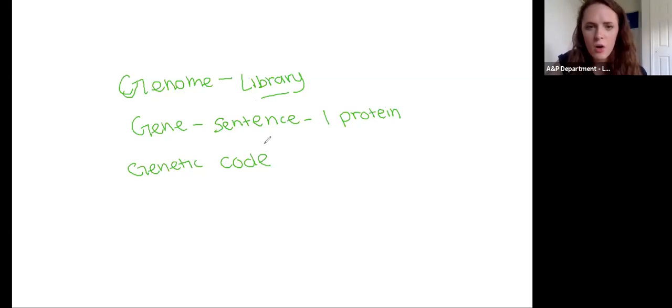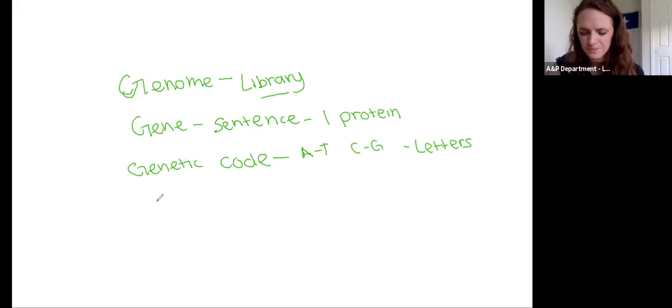Your genetic code is going to be the sequence of those letters. So it's the process of putting together your A's with your T's and your C's with your G's in a very specific order. So these are the letters in your sentence. Okay, so gene is a sentence, genetic code is the letters that make up the sentence. Okay, hopefully that makes sense. Library, sentence, letters, it kind of helps me think about it. Hopefully that helps you too.